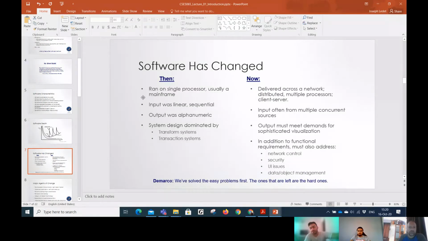Here's some differences in how software has changed over the years. Software a lot of times ran on a single processor or a mainframe. If you've ever heard of people using a mainframe before, we didn't have to deal with security as much with a mainframe. A mainframe was usually a single large, room-sized computer in a big room. So really the only security you had to deal with was making sure that you had a guard at the door to make sure that nobody could come in if they weren't supposed to.